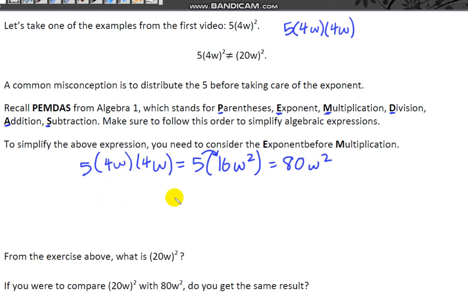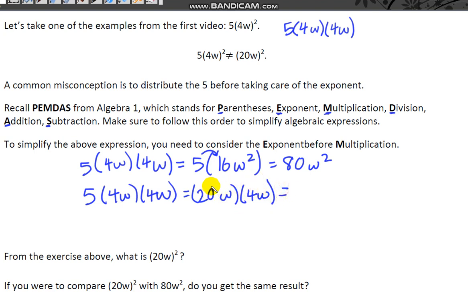Okay, now another way that you could do this is if you have 5 times 4w times 4w, you can take this part here, you can multiply that together, 5 times 4w, and that's 20w times 4w, and you can simplify. 20 times 4 is 80, w times w is w squared. These are two different ways that you could go ahead and solve this.